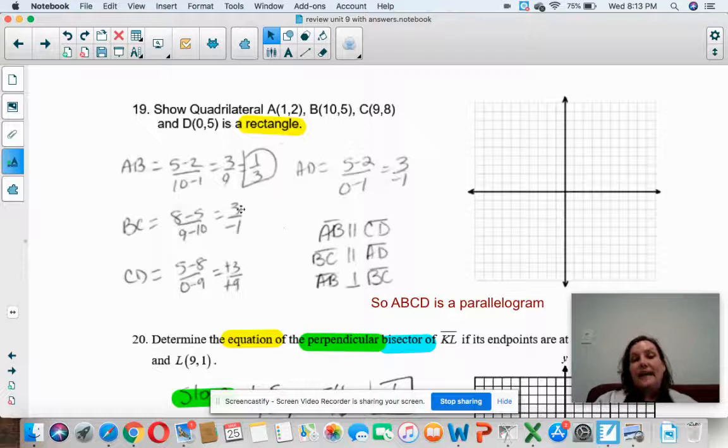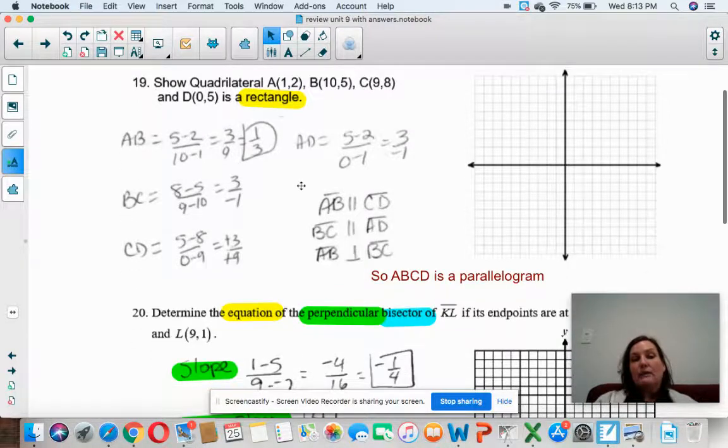And the sides that are next to each other, look at this, their slopes are negative reciprocals, which means it has a right angle. All right, so it's a parallelogram because the opposite sides are parallel, they have the same slope, and it's a rectangle because it has a right angle. I forgot to write that. It's a rectangle because they have a right angle because those slopes are negative reciprocals, so I would just need to add that on.